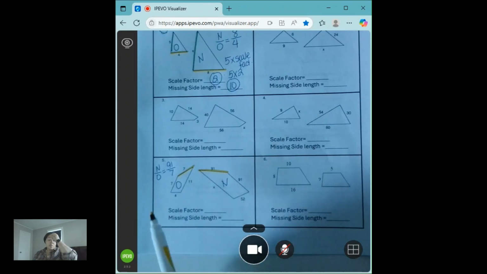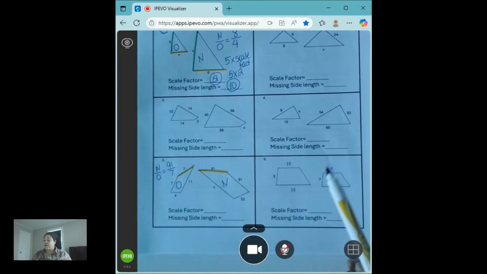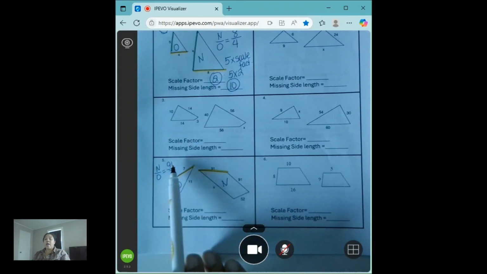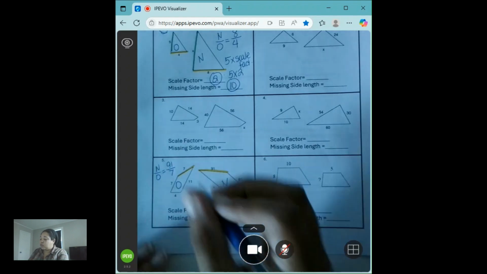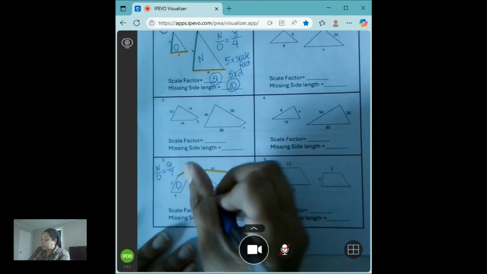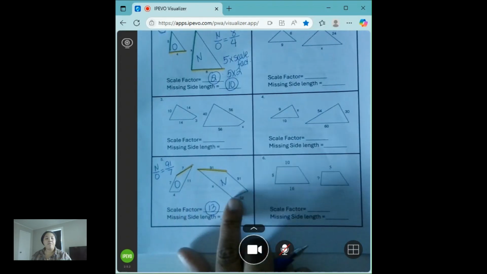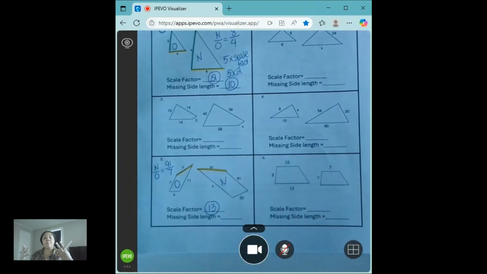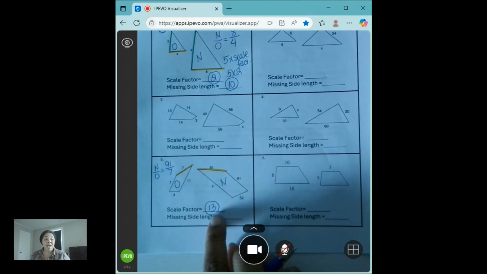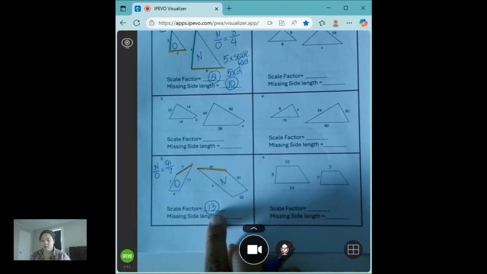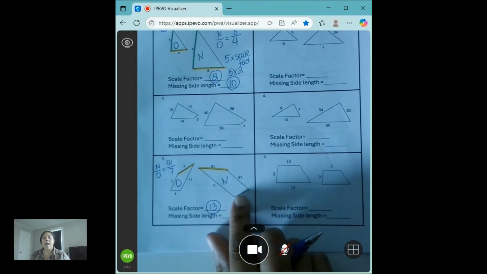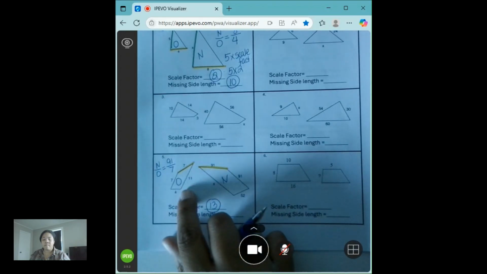Now, you may need to use a calculator if you're getting weird, funky numbers that are not recognized. But 91 divided by 7 can go into it 13 times. So the scale factor, that magic number, is 13. And again, that number is way bigger than 1. So this image is way bigger than this image, okay?